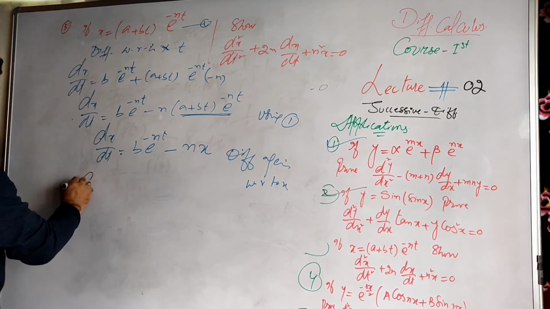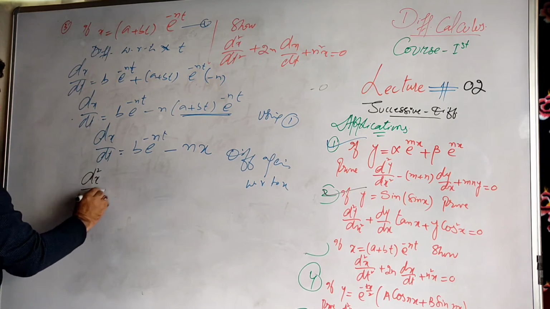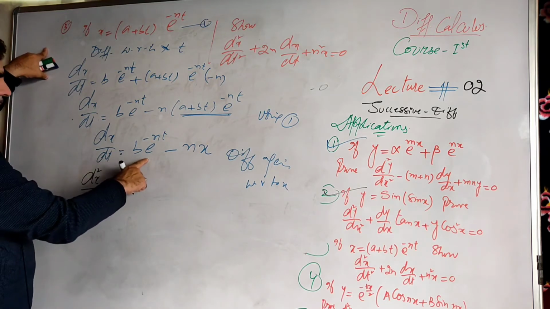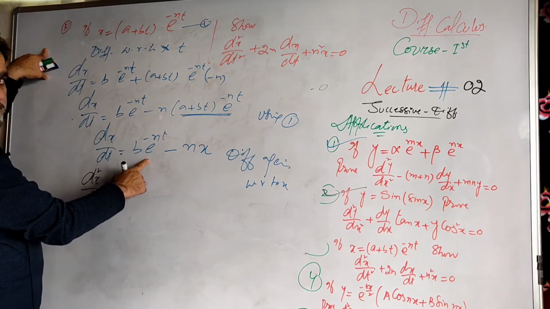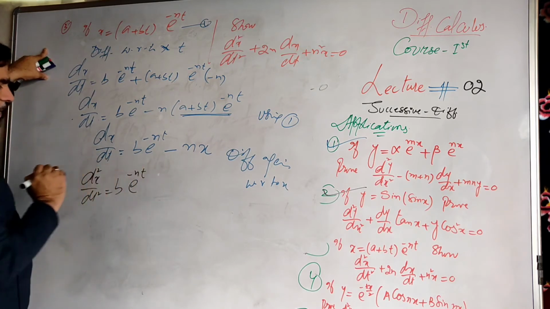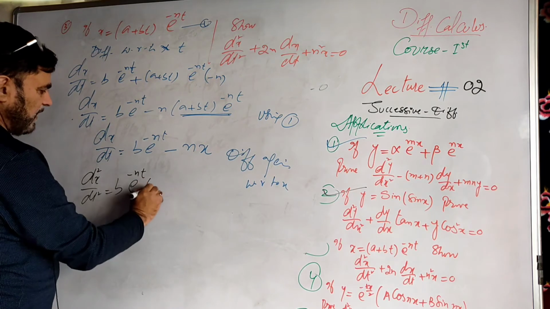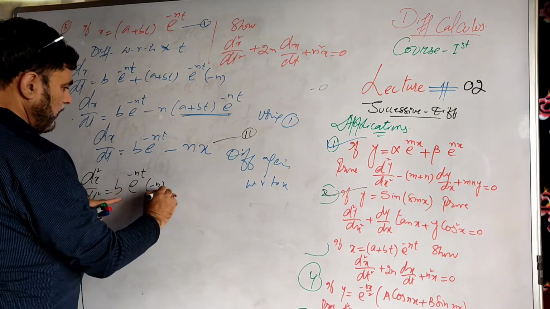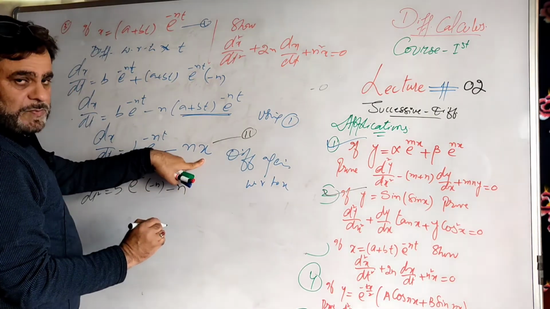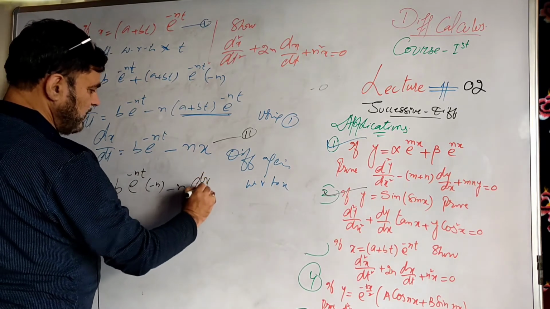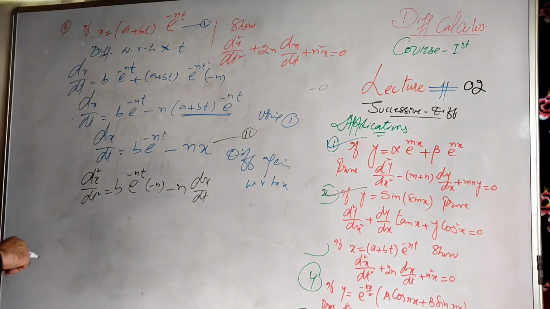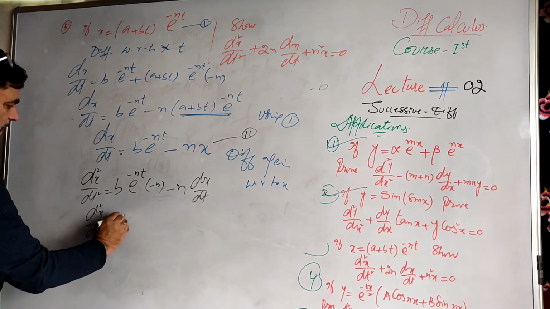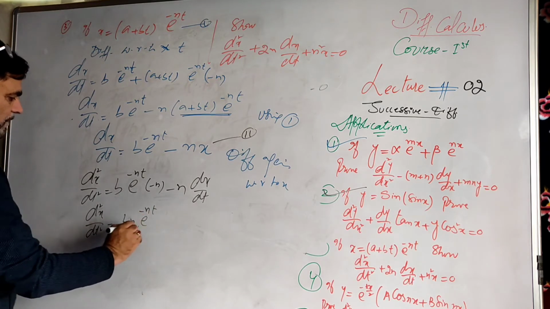d2x by dt square is equal to, here b times the derivative of e raised power minus nt. e raised power minus nt as it is, derivative of the power is minus n, and log of base is 1. Then minus n times the derivative of x with respect to t, it is dx by dt. Well, you are getting d2x by dt square is minus bn e raised power minus nt minus n dx by dt.